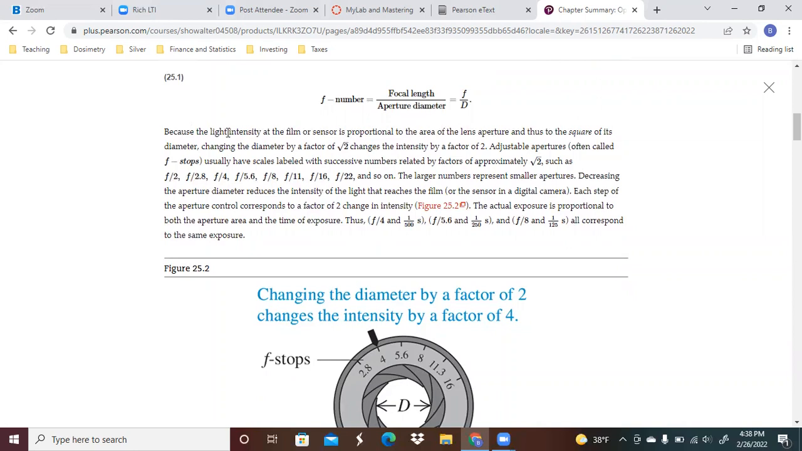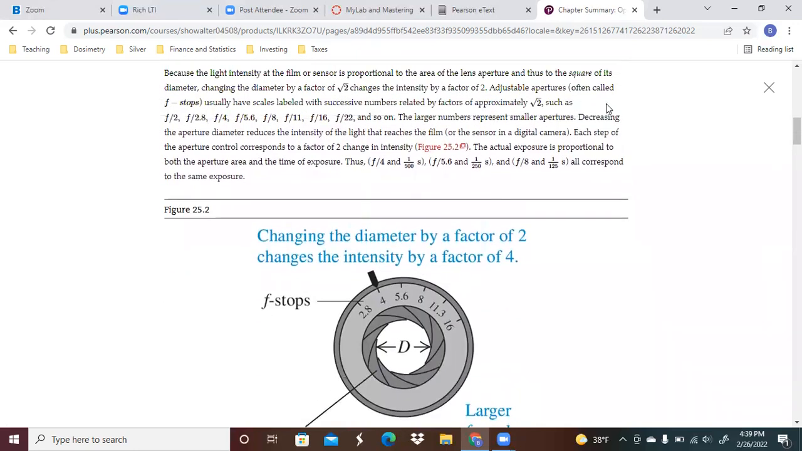And so because the light intensity at the film or sensor is proportional to the area of the lens aperture and thus to the square of the diameter, changing the diameter by a factor of the square root of 2 changes the intensity by a factor of 2. So adjustable apertures or f-stops usually have scales labeled with successive numbers related by factors of approximately the square root of 2, which you can kind of see here.